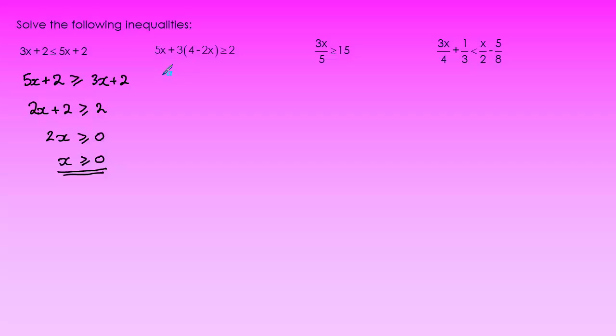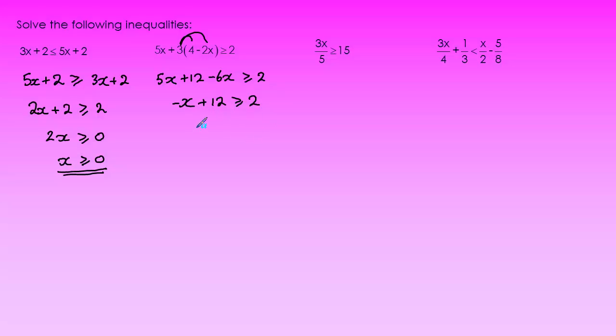Now with this one, the first thing to do here is to expand the bracket. So we get plus 12 and minus 6x. And that's greater than or equal to 2. Tidying the x's, 5x take away 6x is minus 1x. Plus 12 is just going to stay there, like so.